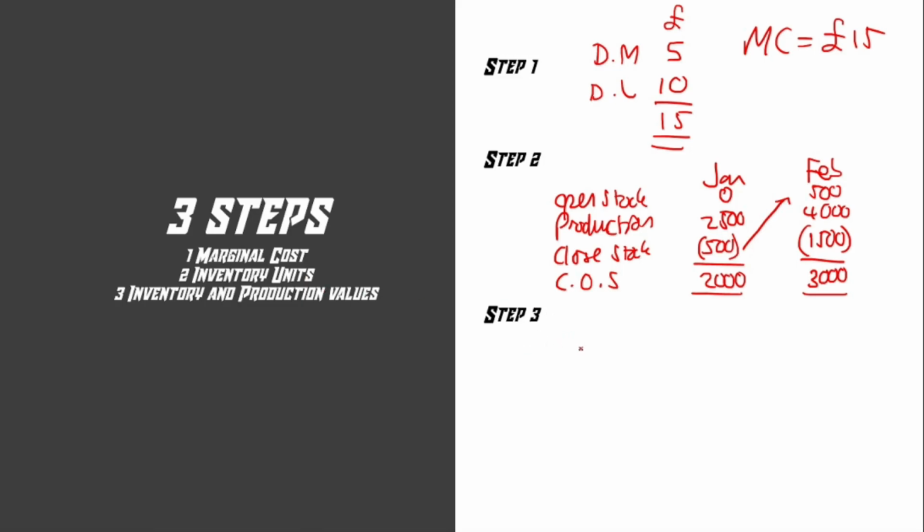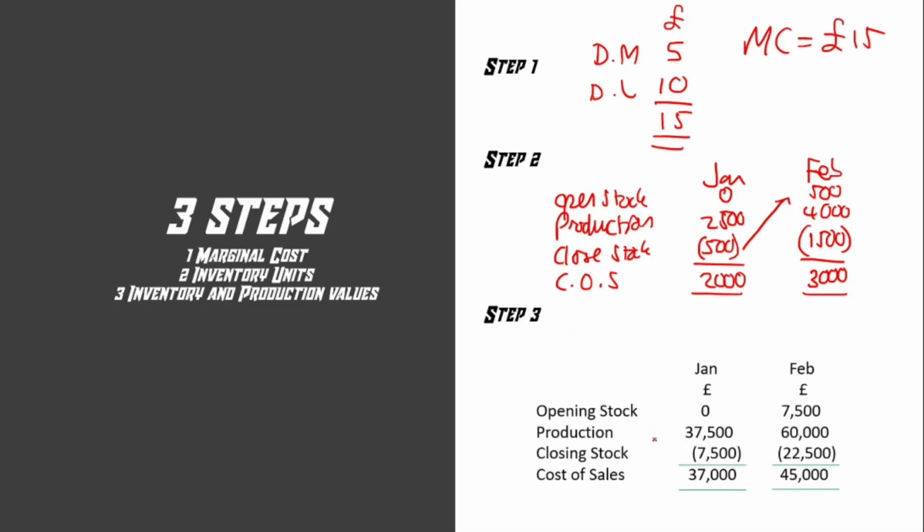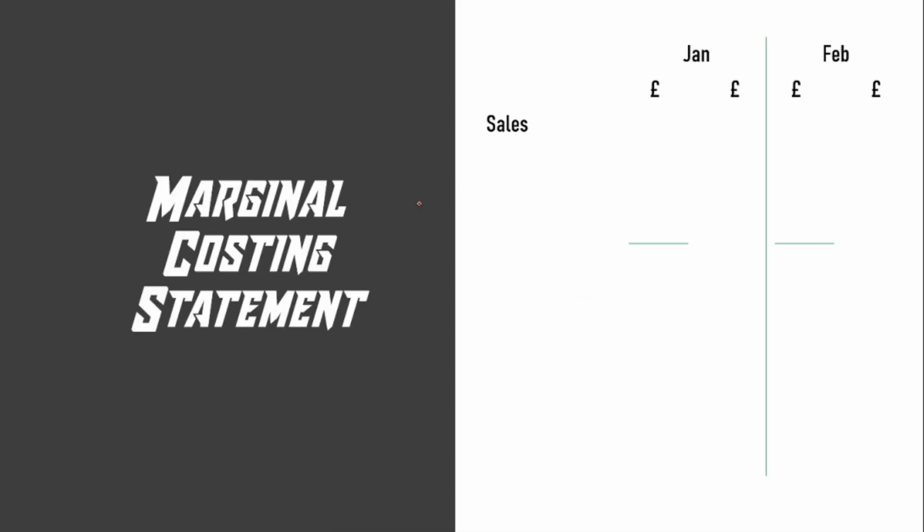And now step 3, I basically done this for you guys just to save time. All I basically done was using step 1 times the step 2. So for example, £15 times the 2,500 units, which will give me £37,500, and I did the same for the rest. And once you've done that, you can then prepare the marginal cost statement, starting with sales.